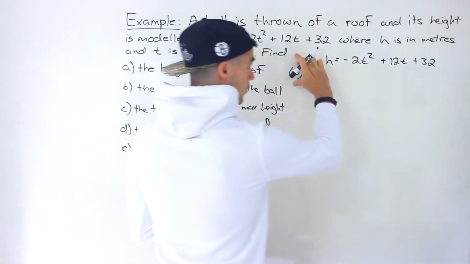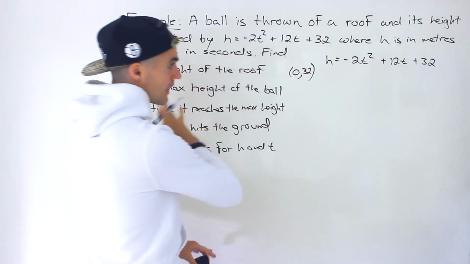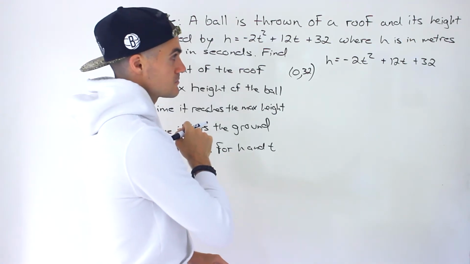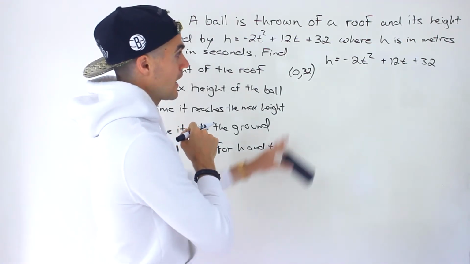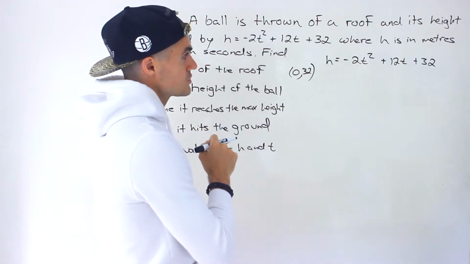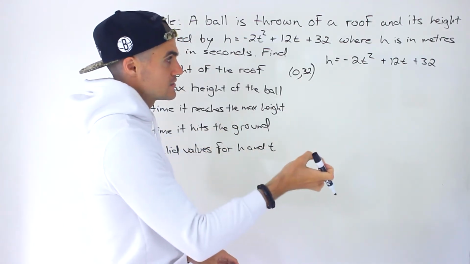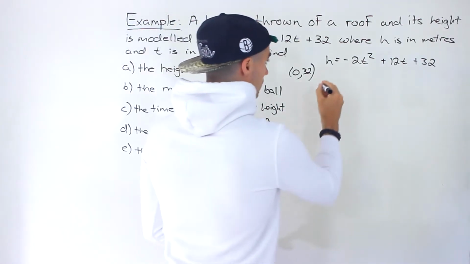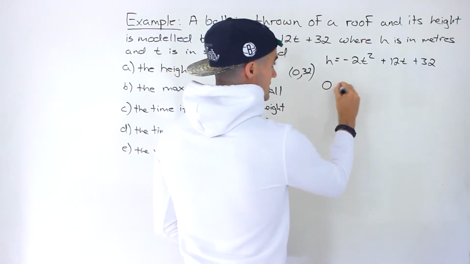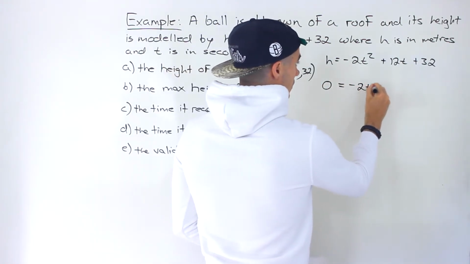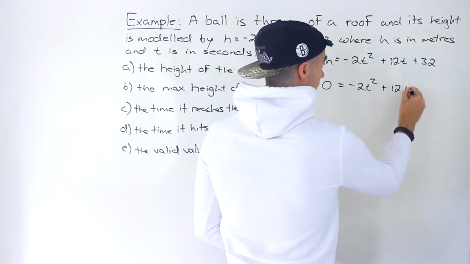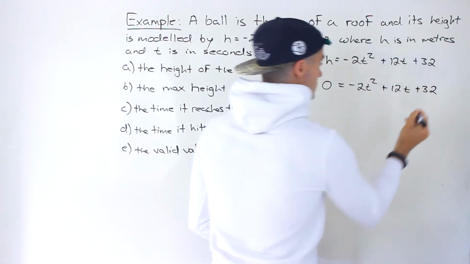So again, we're just working with a quadratic. Forget about the scenario for now. Let's just get some characteristics for it. We have the h-intercept. What if we wanted to get the t-intercept? Well, we would have to plug in 0 for h and then solve for t. So how can we do that?